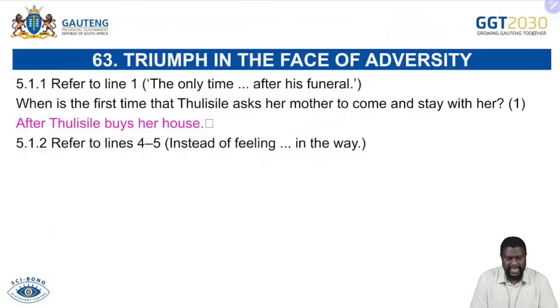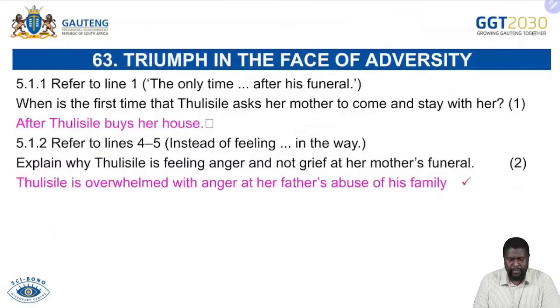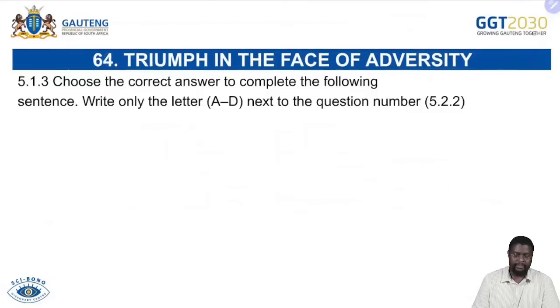Explain why Tulisile is feeling anger and not grief at her mother's funeral. She was angry. She wasn't grieving. Why? She's overwhelmed with anger at her father's abuse of his family. Remember, I said at that moment is when she realized that her mother was just a victim as well. She was a victim of the father's abuse, and disappointed at her mother for not leaving her father or not standing up for her children. So she was angry and she was not grieving for their mother's passing.